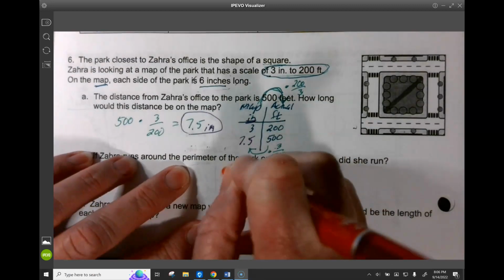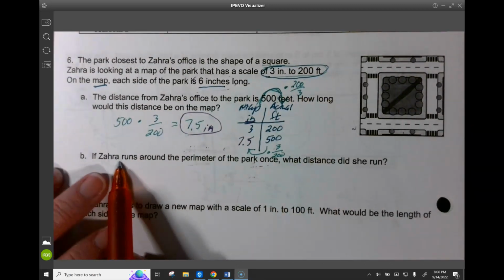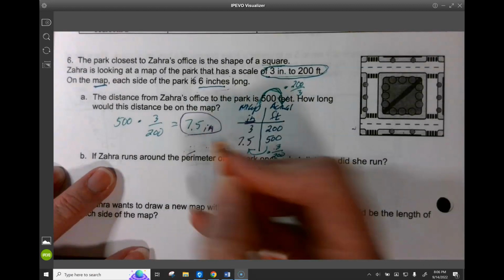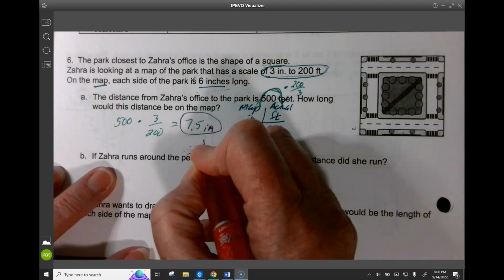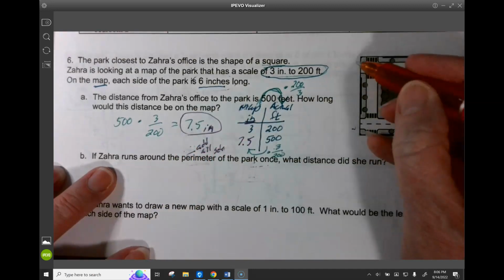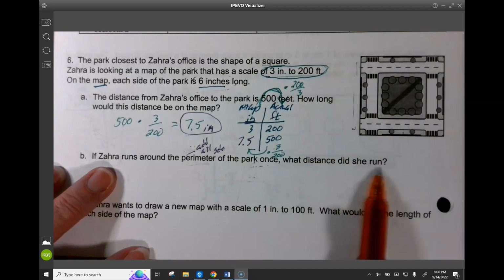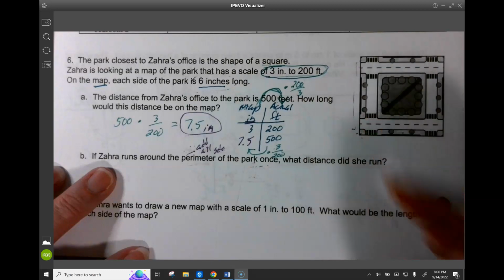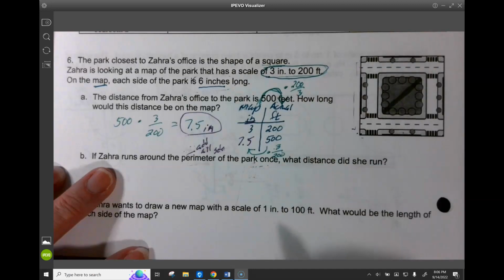Now let's look at B. And on B it says Zara runs around the perimeter of the park once. Perimeter. What are we going to do there? That's right, we're going to add all sides. So we have to find a side first, okay? What distance did she run? Because first we're going to find a distance, and then we're going to take all of it, and we're going to have it 4 times. So we're going to come up with the perimeter.